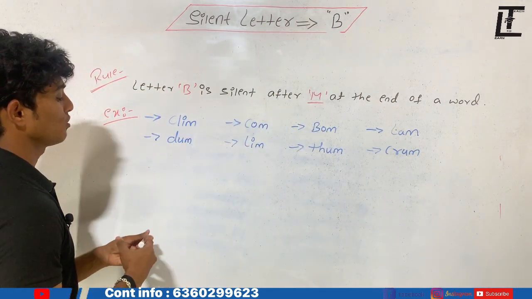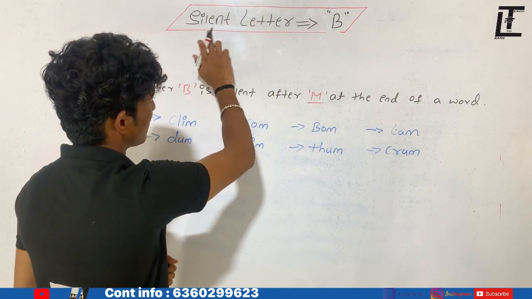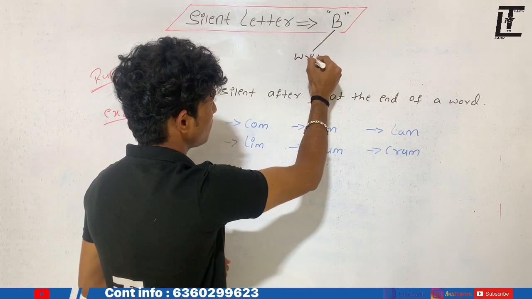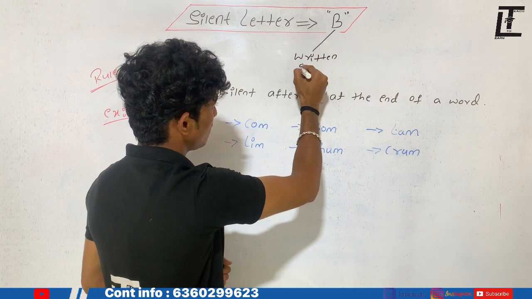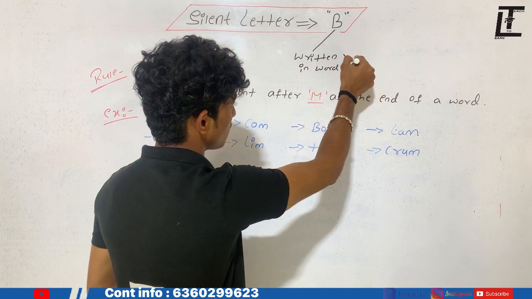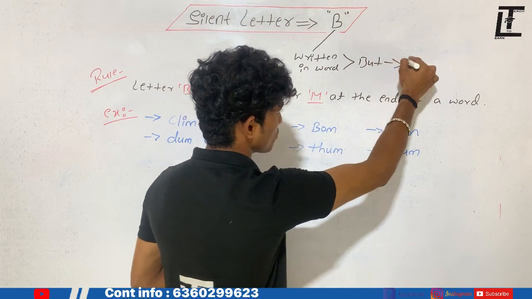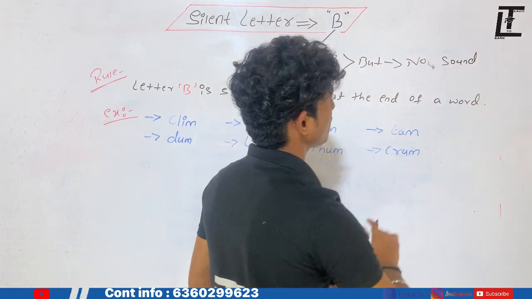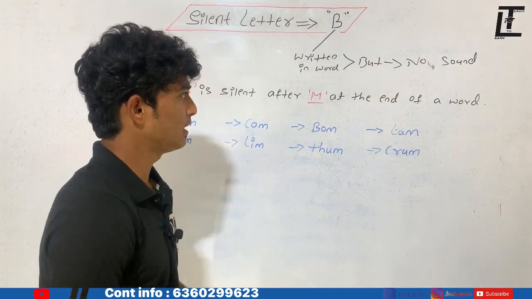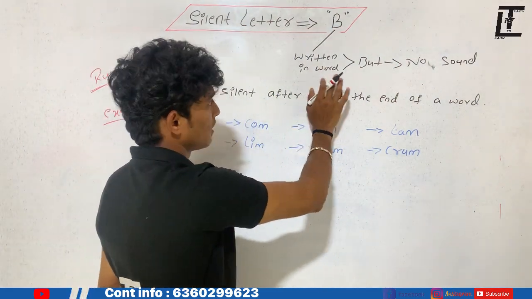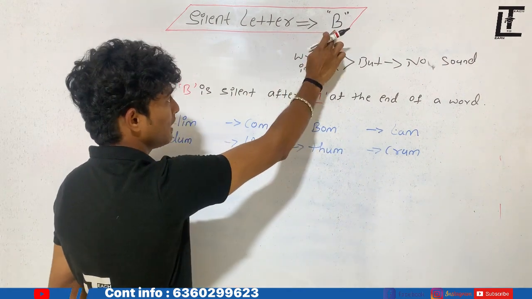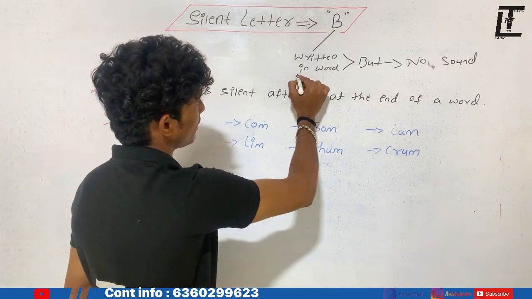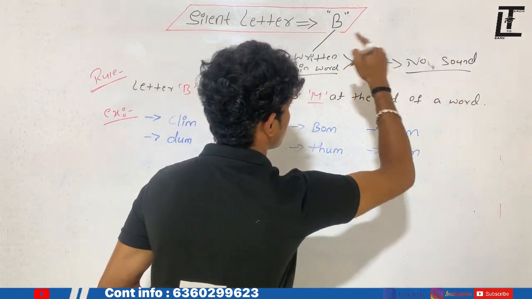As I have told you, we are going to discuss the silent letter B, which means letter B is written in a word, but there is no sound. So this is what you must understand: when we are studying the silent letter B, it must be written in a word, but there should not be a sound of that letter B.